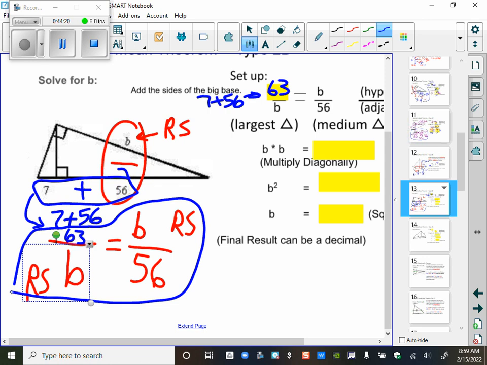Now, are we at a point where we can solve for a variable? We have all 4 pieces of the puzzle, right? 1, 2, 3, 4. We agree? Now we do our diagonal multiplication. Because b times b, we get b squared. Now, what 2 numbers do we have to multiply here? How are we going to fill in this blank? What 2 numbers do we multiply? 63 times 56.